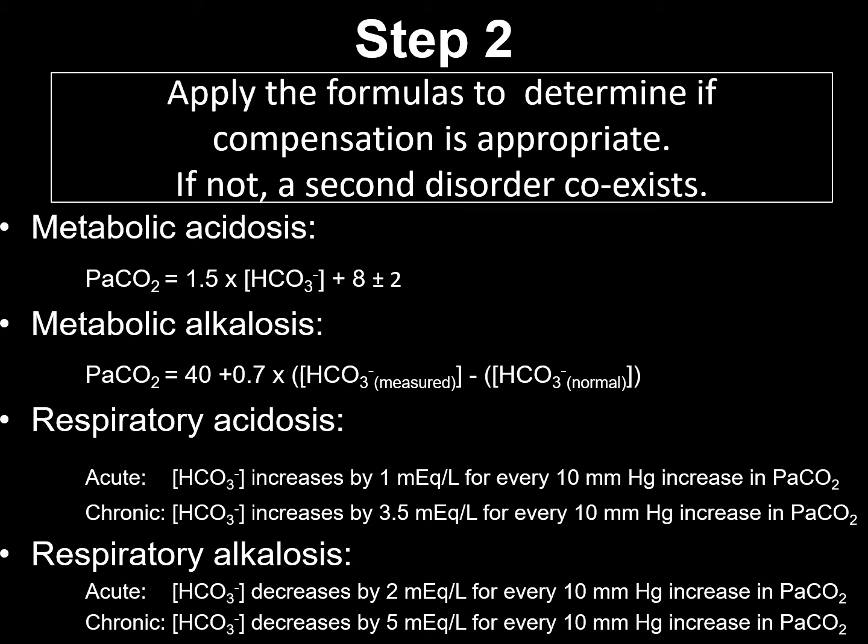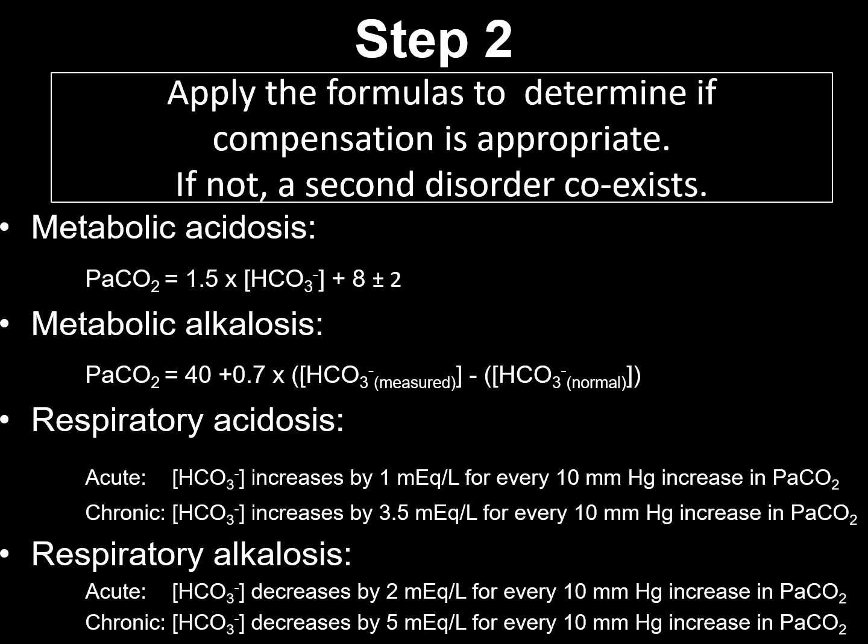For respiratory acidosis, it is either acute or chronic compensation. In acute cases, the bicarbonate concentration increases by 1 milliequivalent per liter for every 10 millimeters of mercury increase in arterial carbon dioxide, while in chronic compensation the bicarbonate concentration increases by 3.5 milliequivalents per liter for every 10 millimeters of mercury increase in arterial carbon dioxide.